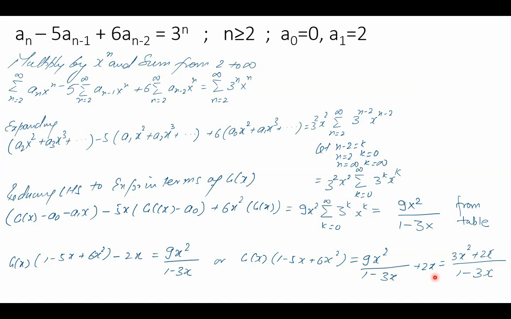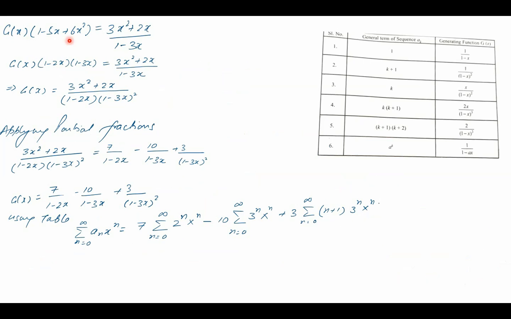This 2x I take to this side. So this now becomes 3x square plus 2x upon 1 minus 3x. 1 minus 5x plus 6x square can be factorized to (1 minus 2x)(1 minus 3x). So I take it to this side. So this becomes g(x) is equal to 3x square plus 2x divided by (1 minus 2x)(1 minus 3x) square.